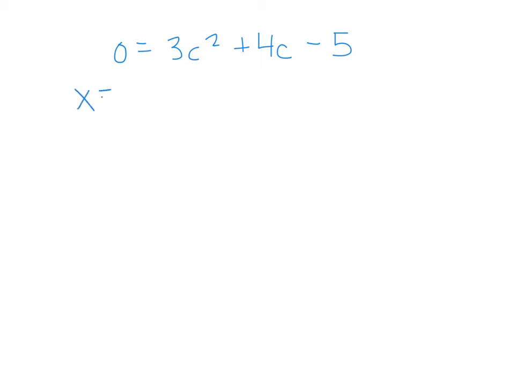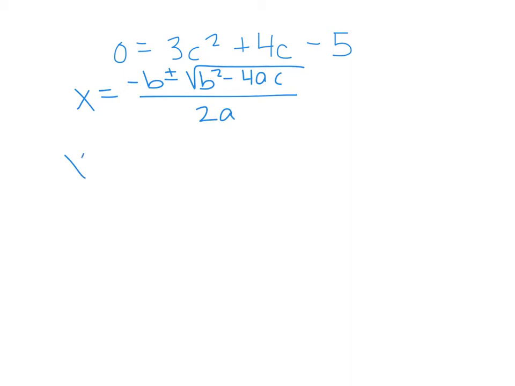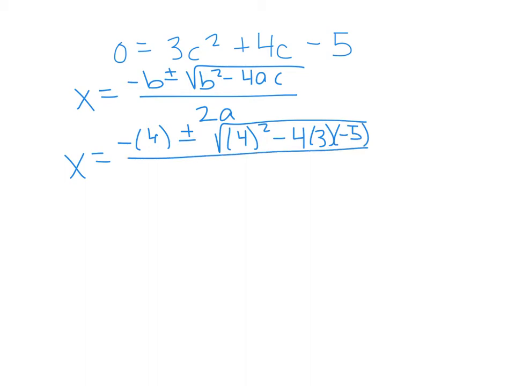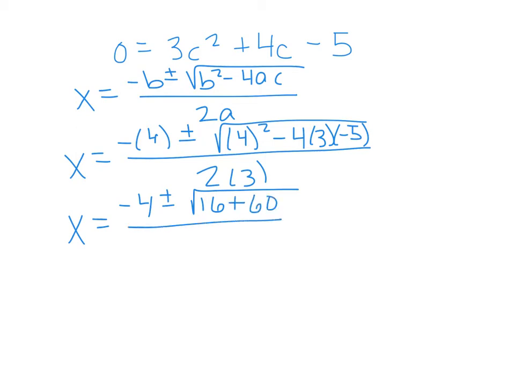So x equals negative b plus or minus the square root of b squared minus 4ac all over 2a. So I have x equals negative 4 plus or minus the square root of 4 squared minus 4 times 3 times negative 5, all over 2 times 3. So I have x equals negative 4 plus or minus the square root. 4 squared is 16. Negative times a negative is positive. 4 times 3 is 12. 12 times 5 is 60. All over 6. So I have negative 4 plus or minus the square root of 76 divided by 6.